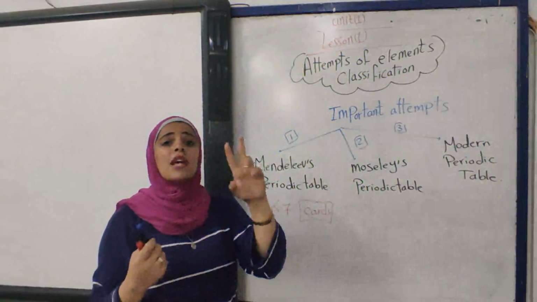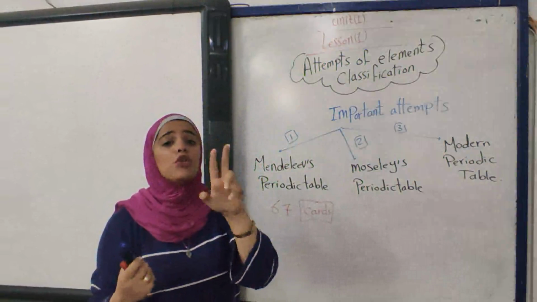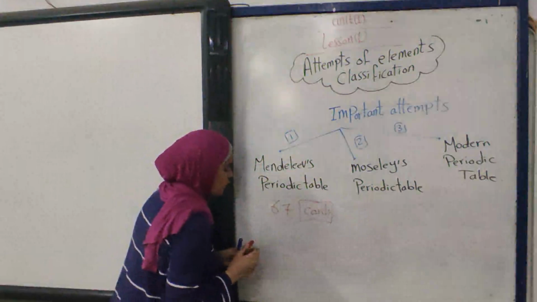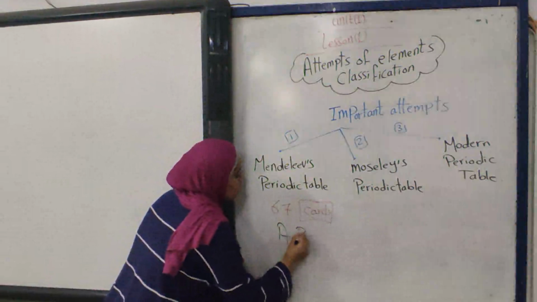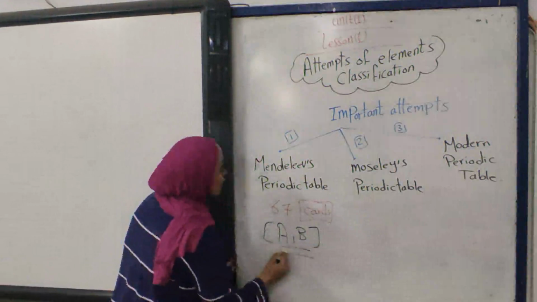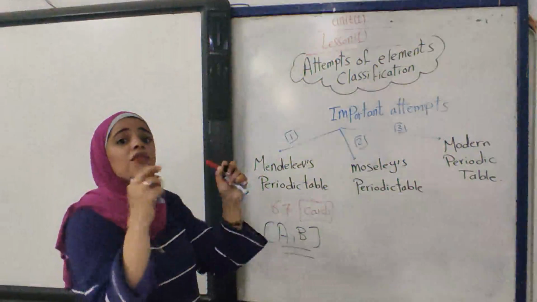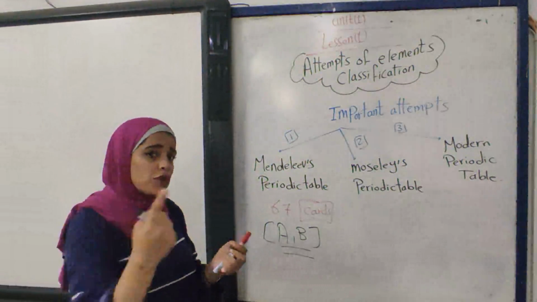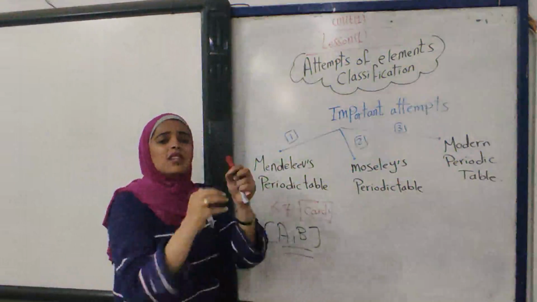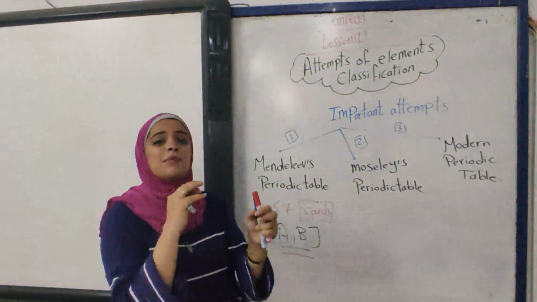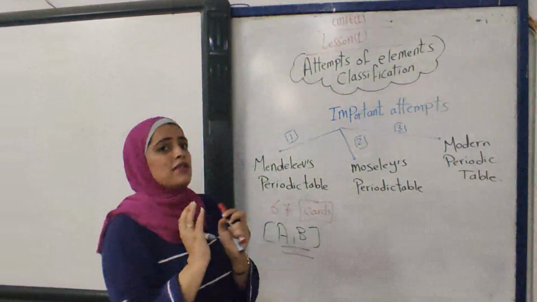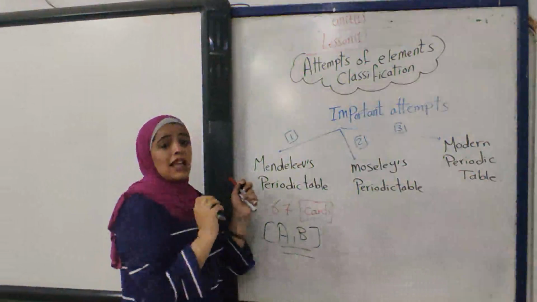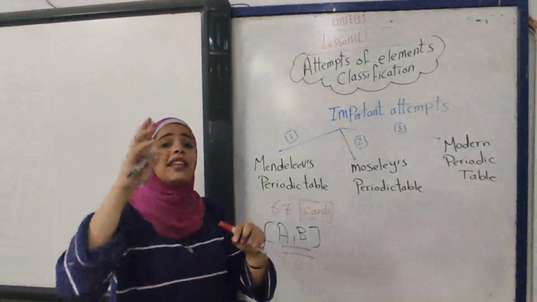into two subgroups. What are the subgroups? Two subgroups or two main groups, A and B. Give reason. Mendeleev divided all elements into two groups, not one group, because of differences in some properties. Okay?